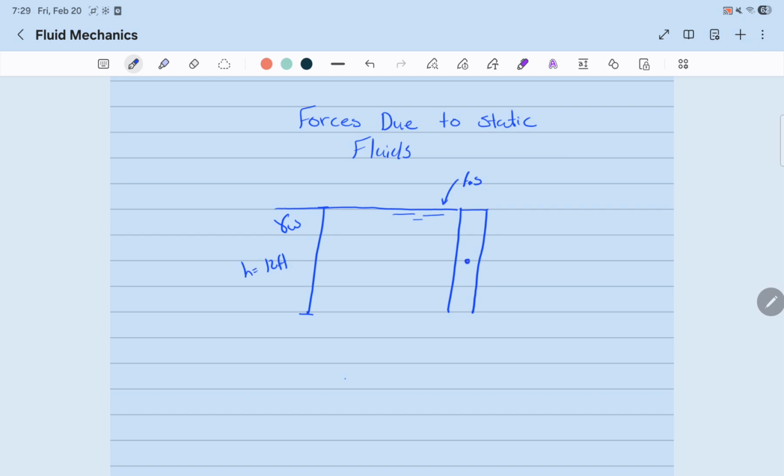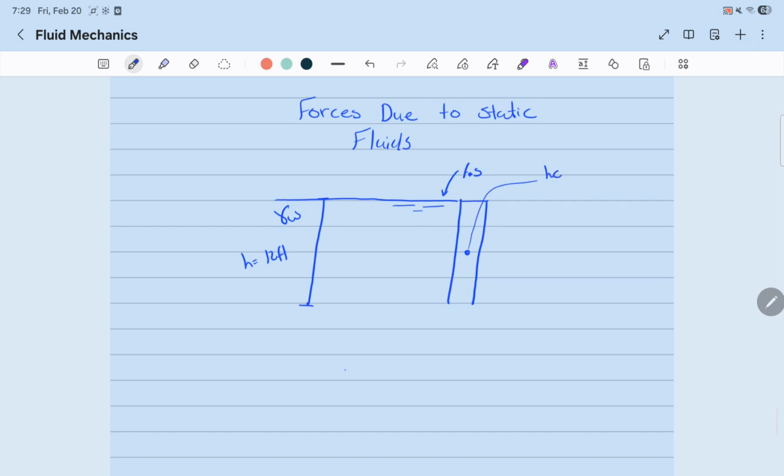whereas the center of the wall, we call that HC, which is the centroid of the wall. Okay, now we know that at this point, the free surface, the pressure is 0. But when we go deeper into the fluid, we notice there's an increase in pressure, and that increase is linear. We also know that the pressure acts perpendicular to the wall.